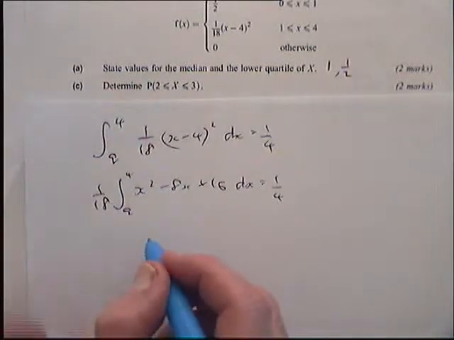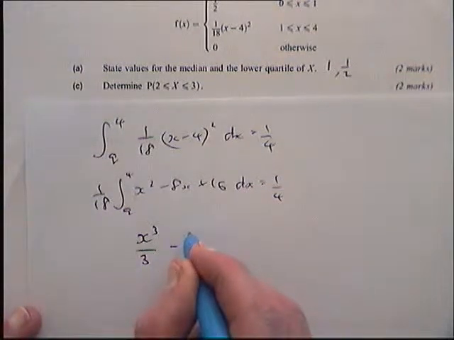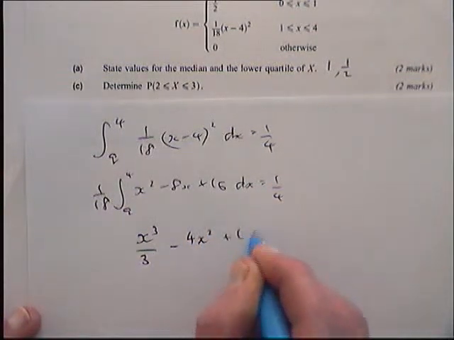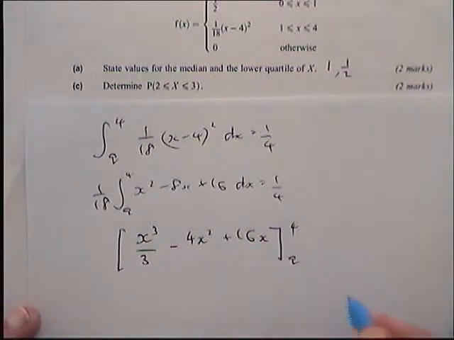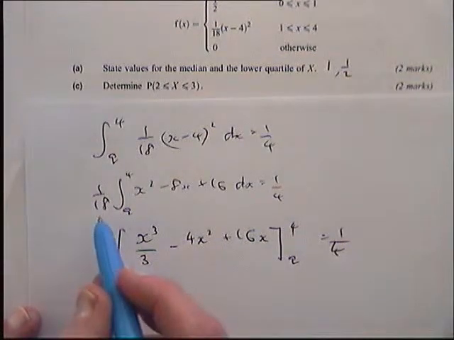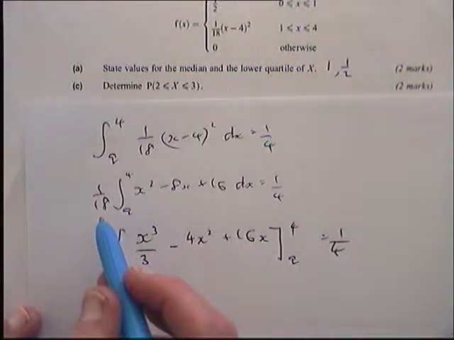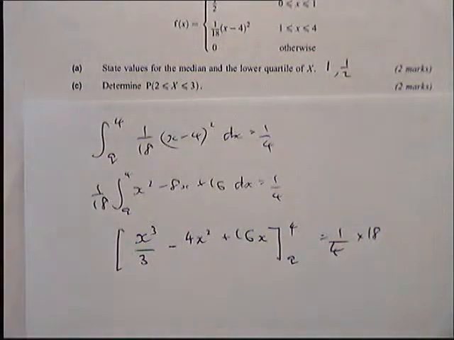So, integrate this. X cubed over 3 minus 4x squared plus 16x between 4 and Q. I've got a quarter over here. I've got a 1/18 over here. I could take that 1/18 over here and times by 18. Everybody happy with that? Yeah.